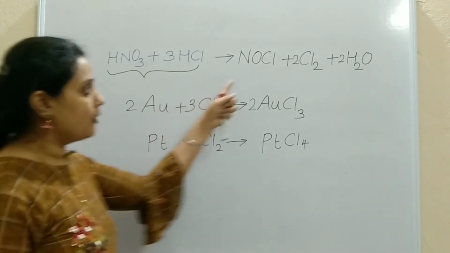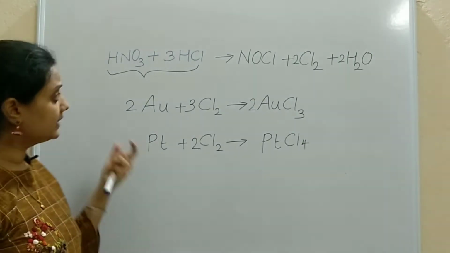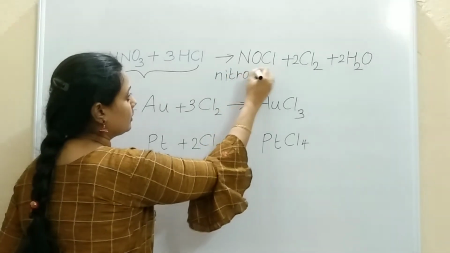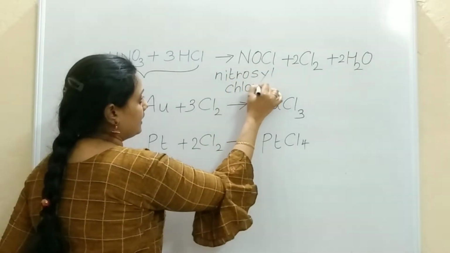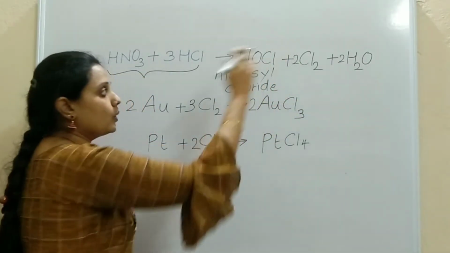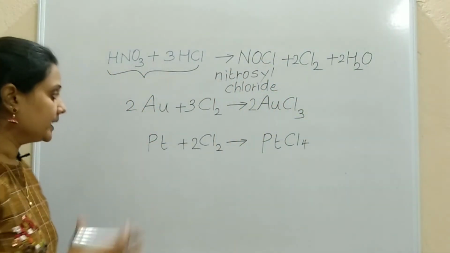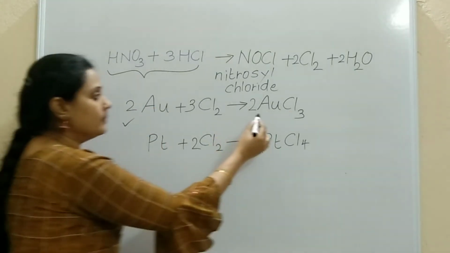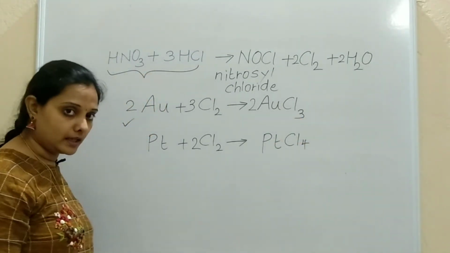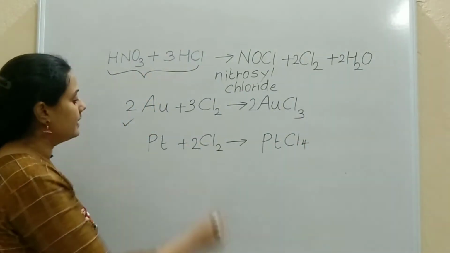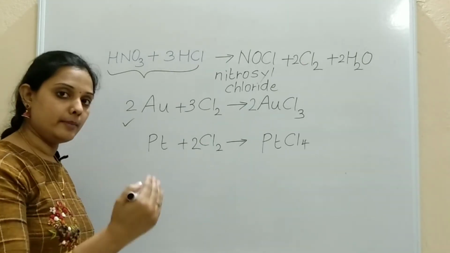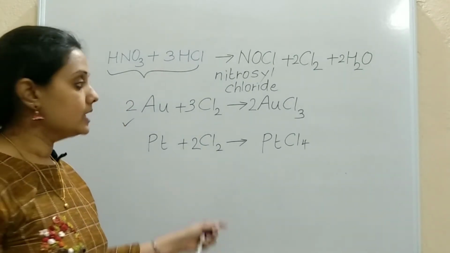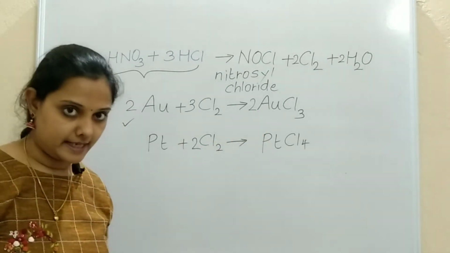The reaction mixture forms nitrosyl chloride. Along with that, water is the byproduct and chlorine vapors are produced. These vapors, when they pass through Au, that is gold, form gold chloride, auric chloride. And platinum also reacts with the chlorine vapors and forms platinum tetrachloride, PtCl4. So the chloride forms are obtained.